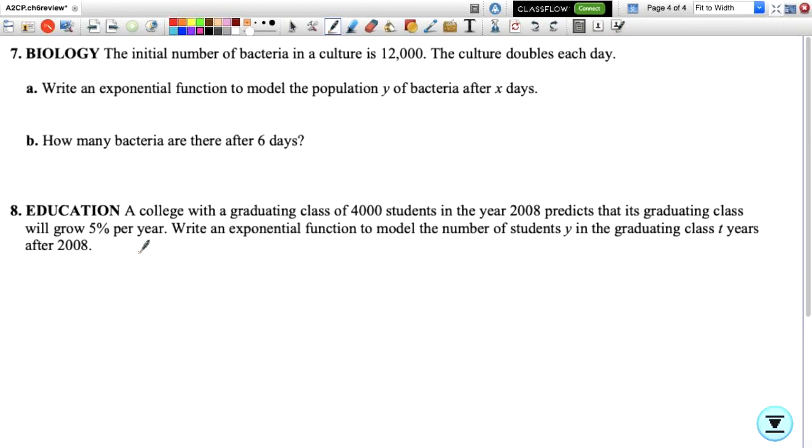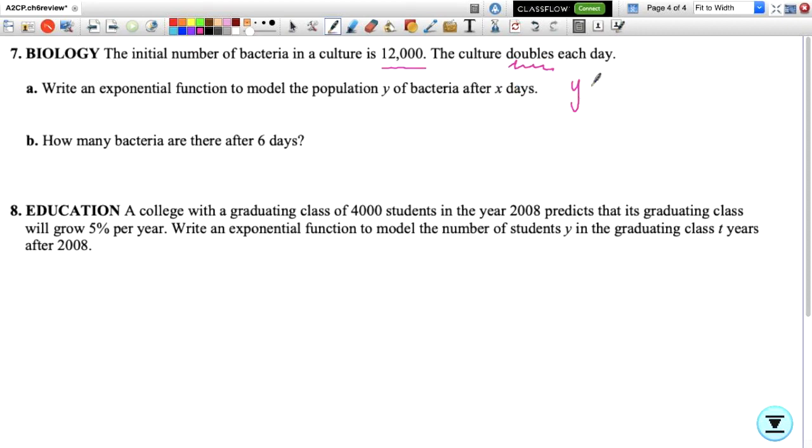There are 2 problems on your review sheet. They're both as hard as you'll see on the test. So the initial number of bacteria in a culture is 12,000. The culture doubles every day. Okay, so write an exponential function to model the population of bacteria after x days.